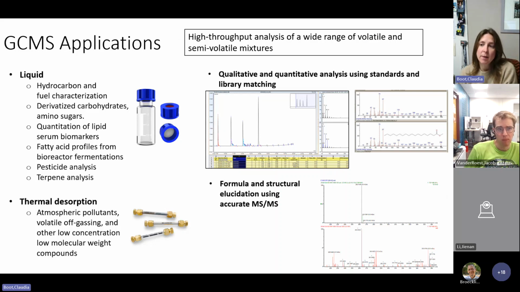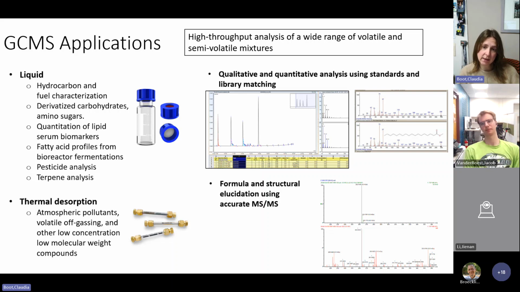Applications of our users that use these systems for GCMS are hydrocarbon and fuel characterization, carbohydrates, amino sugars, lipid biomarkers, fatty acid profiles, pesticides, and terpenes are all really common assays that users use on this system. And then for thermal desorption, people are looking at atmospheric pollutants, off-gassing, and other low concentration molecular weight volatile compounds in the atmosphere.